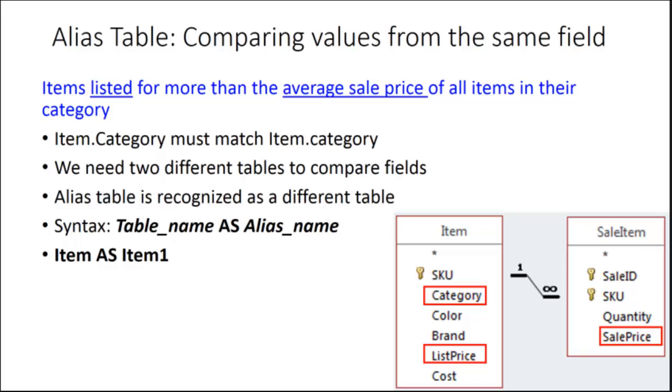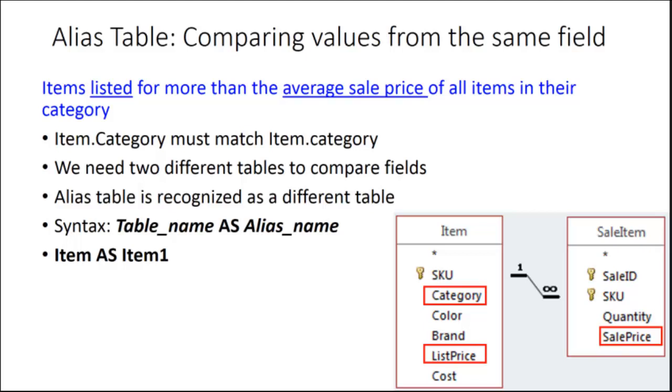In this video, I will continue my discussion about advanced queries, how we define alias tables, and why we need them. To consider this question: items listed for more than the average sale price of all items in their category. Let's say TVs, within the TVs, all TVs that are listed for more than the average sale price of TVs and other categories. For each category, we need a list of items listed for more than the average sale price.